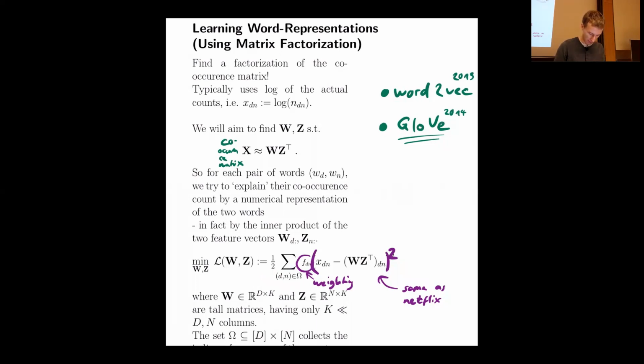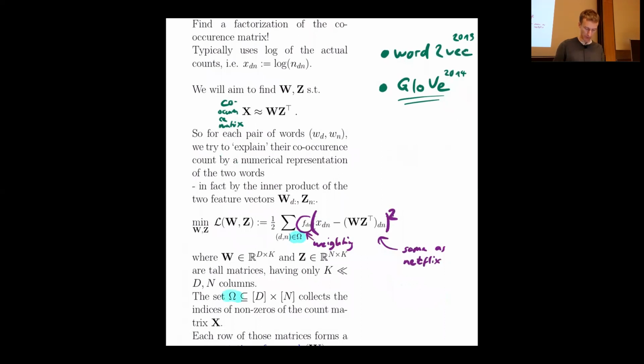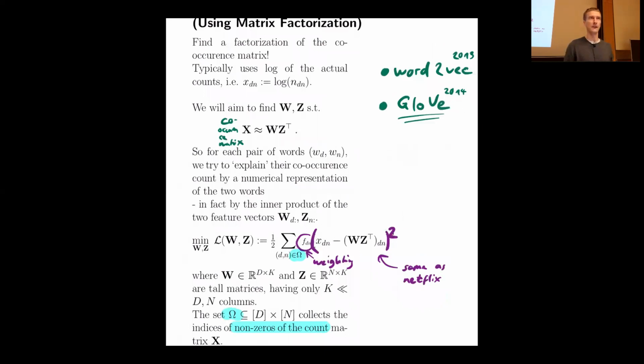So omega again is the set of the non-zeros of these counts, right? So yeah, we treat it as a sparse matrix, as you said. I would say mainly for computational reasons. It's more efficient to ignore the zeros, right?